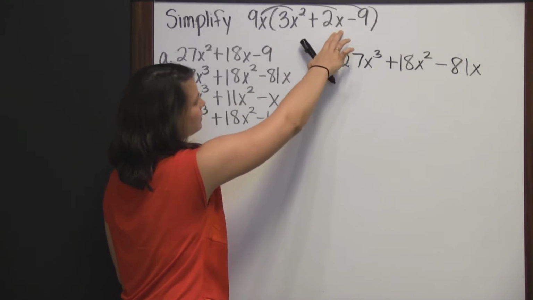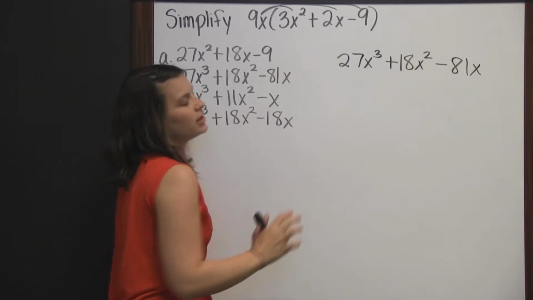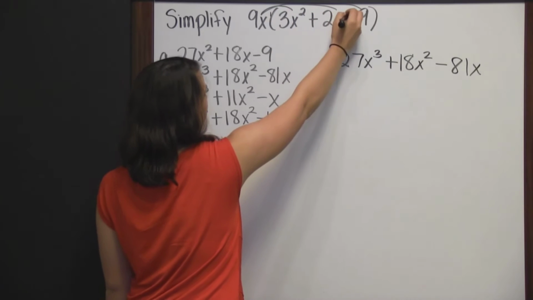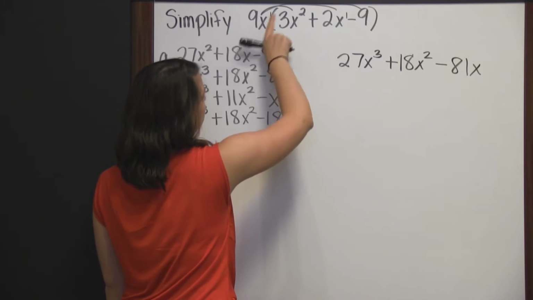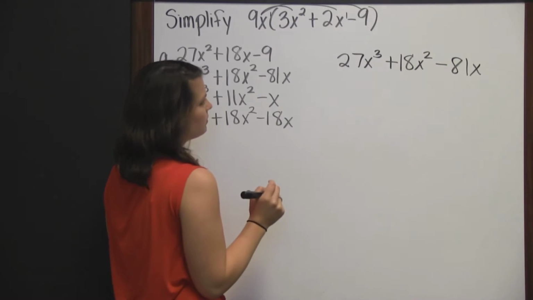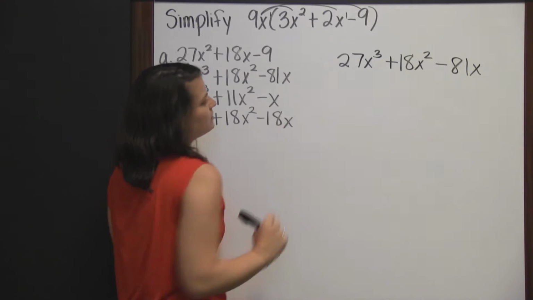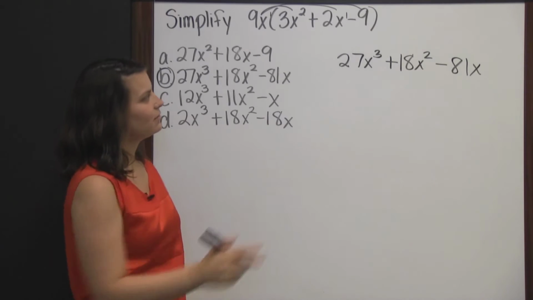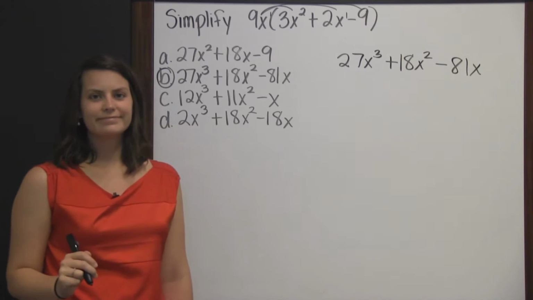X times x, again, you're adding those exponents, and those have an imaginary exponent of a 1, both of them. So x to the first times x to the first is x squared. You add the exponents, 1 plus 1. And then 9x times 9 is 81x, or negative 81x because of the minus in front of the 9.